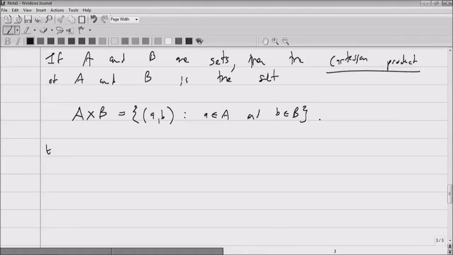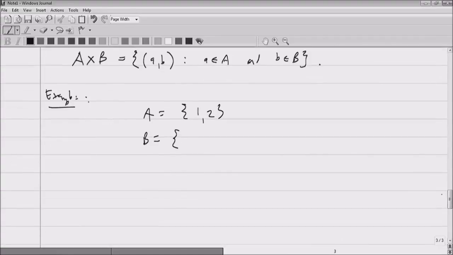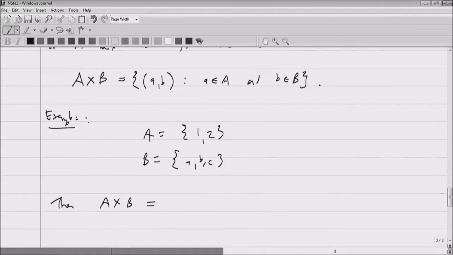So here are some examples. For example, if A is equal to {1, 2}, and B is equal to {a, b, c}, then A times B is equal to... okay, so first of all, A times B, the Cartesian product, is a set. So if I'm going to write down all the elements in A times B, I need to put set brackets around whatever I'm going to write down.